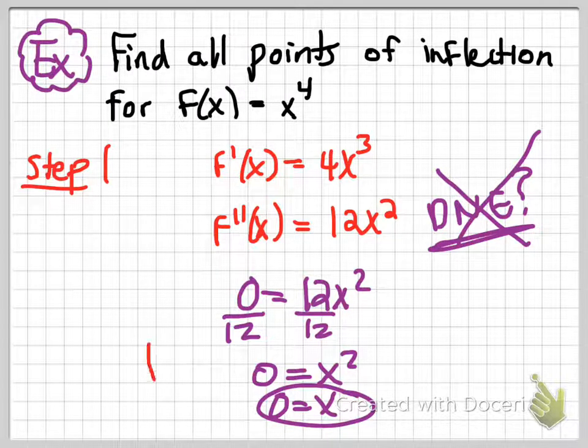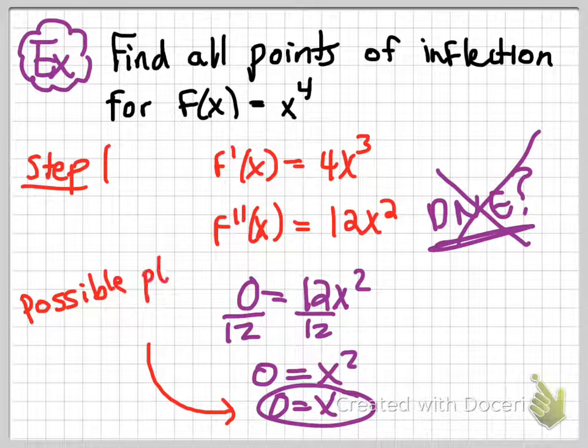At this point, this answer, x equals 0, is not necessarily a point of inflection. It's called a possible point of inflection. Possible point of inflection.